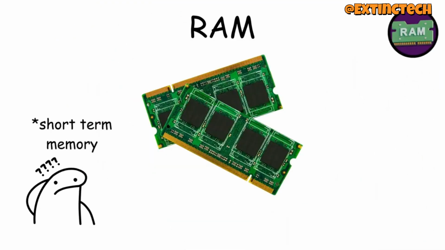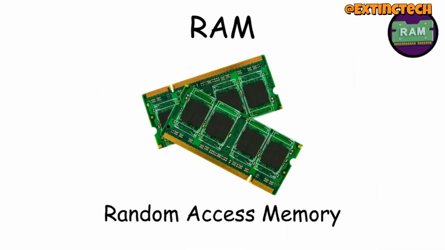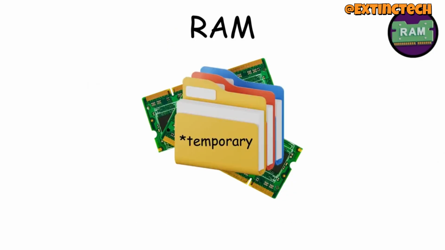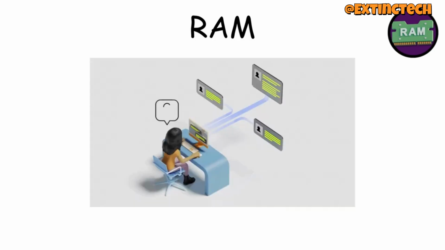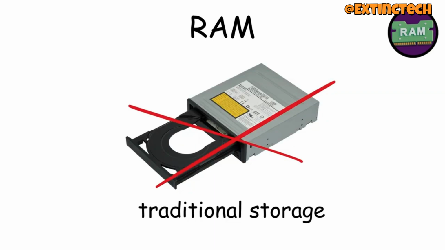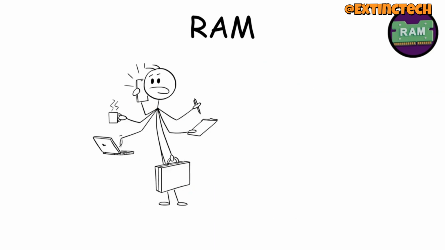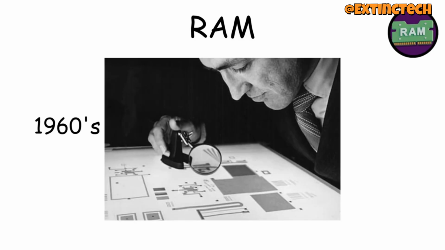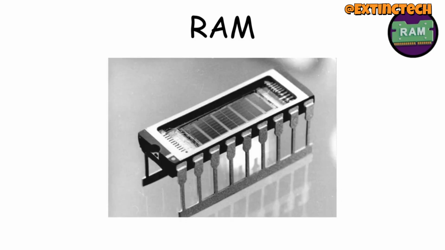RAM. Acting as the system's short-term memory, random access memory, or RAM, temporarily stores the data the CPU needs to access quickly. This allows the processor to retrieve information much faster than from traditional storage, which significantly improves multitasking and overall responsiveness. Invented in the 1960s, RAM has become essential in modern computing.